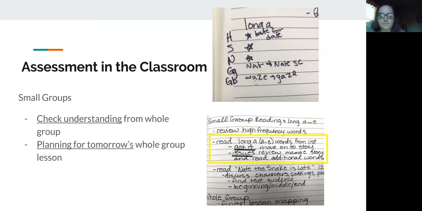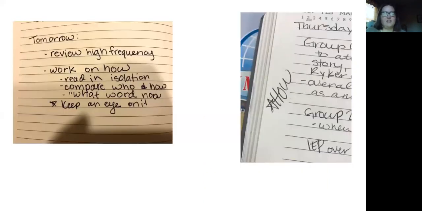And this student read it as a long A, but again, had a substitution for that first letter, which tells me these students are applying the rule and they can do it, so we can go on and we don't need that extra review today. So that's kind of how I've been using assessment in the small groups to assess their understanding.